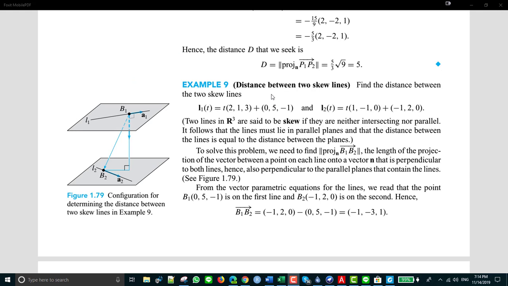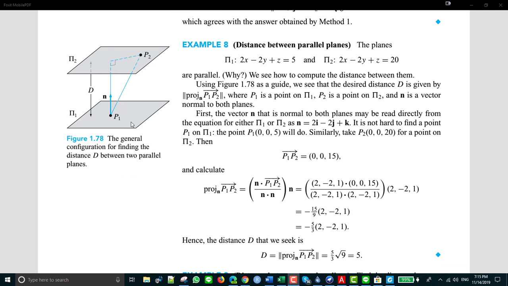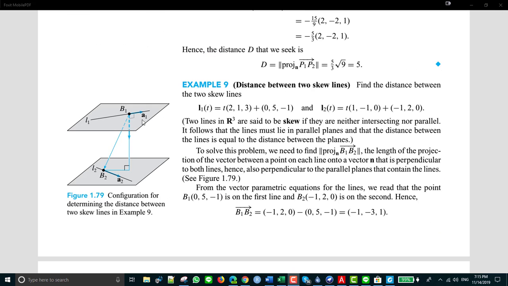Now the distance between two skew lines. So you have two skew lines. That means you have to think about a plane that this one lies in, and a plane that this one lies in, that don't intersect. And once you obtain those planes, then the distance between this line and this line is the distance between the two planes. So we already figured out how to find the distance between two planes. So I guess we just need to find the two non-intersecting planes.